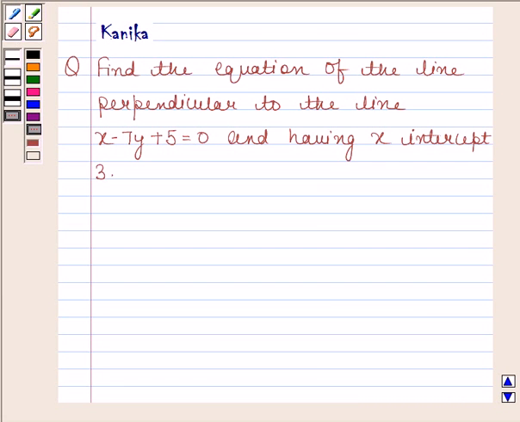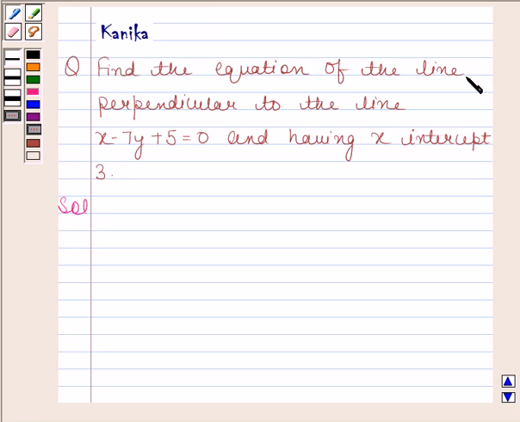Let us discuss the following question. The question says, find the equation of the line perpendicular to the line x minus 7y plus 5 is equal to 0 and having x intercept 3. Let's now begin with the solution.